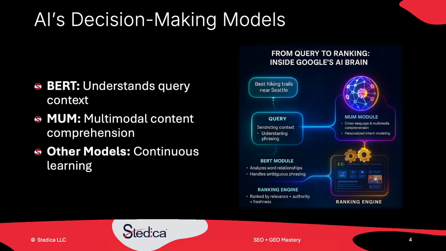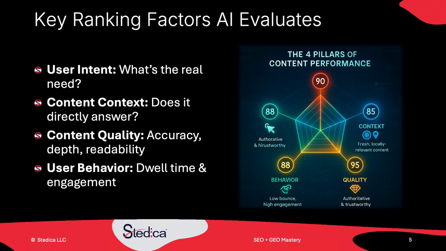Understanding AI's decision-making process. Search engines use advanced AI models like BERT and MUM to understand content. These models analyze user intent. What is the user actually looking for? Content context. Does the content actually answer the user's question? Content quality. Is the content accurate, detailed, and well-written? User behavior. Do users stay on the page? Do they click back to the search results?